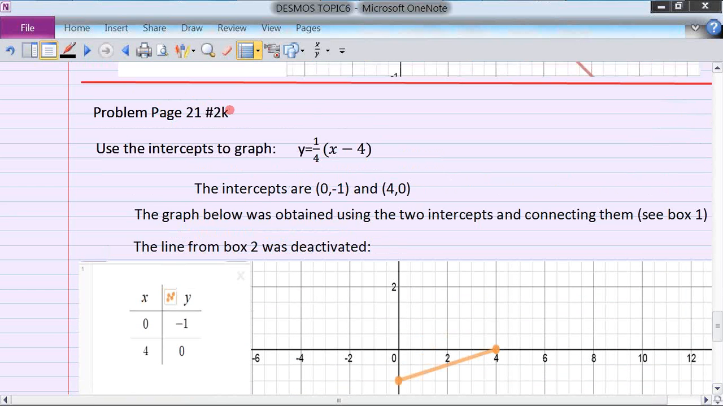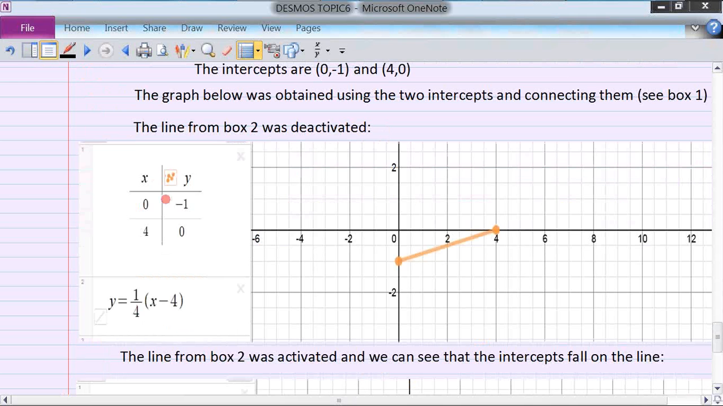Okay, problem 21, number 2K. When we use intercepts, so again, when x is 0, y is minus 1. You put x equal to 0 here. A quarter of minus 4 is minus 1. We put y equal to 0, and x comes out to be 4. So again, we put this in a table form value right over here, and all we get is this here. We've got the point 0, minus 1, which is this point right over here. And 4, 0 is this one. This is the y-intercept, and this is the x-intercept.